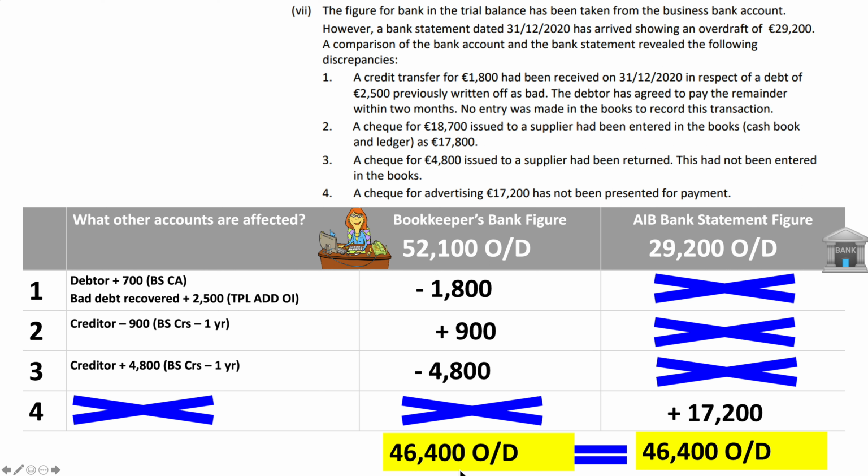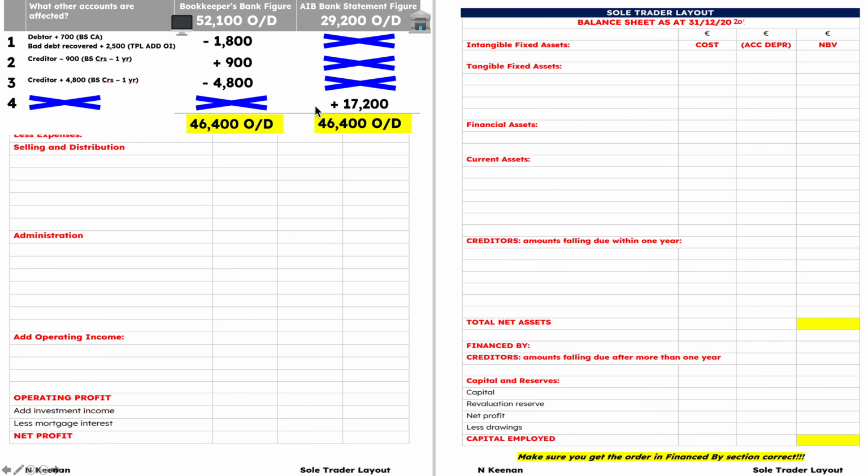So we have the same bank account figure at the end of reconciling them both. If you do not get this final bank figure to equal, you have made a mistake somewhere in the accounts. More often than not, you might have plussed instead of minused, minused instead of plussed, or put it in the wrong place. But you need to figure it out. You need to work it out, because at the end of this adjustment, your bank figures should equal. So let's have a look and see how we would put this into the account.